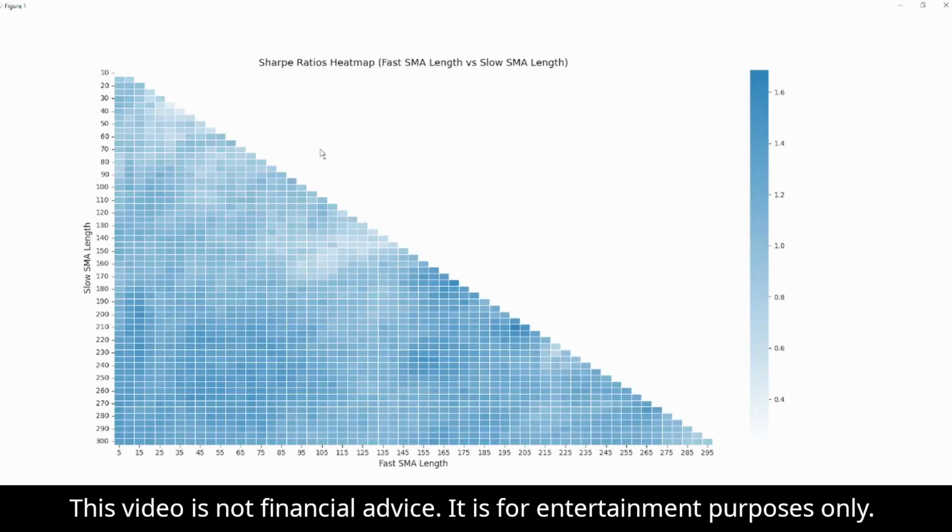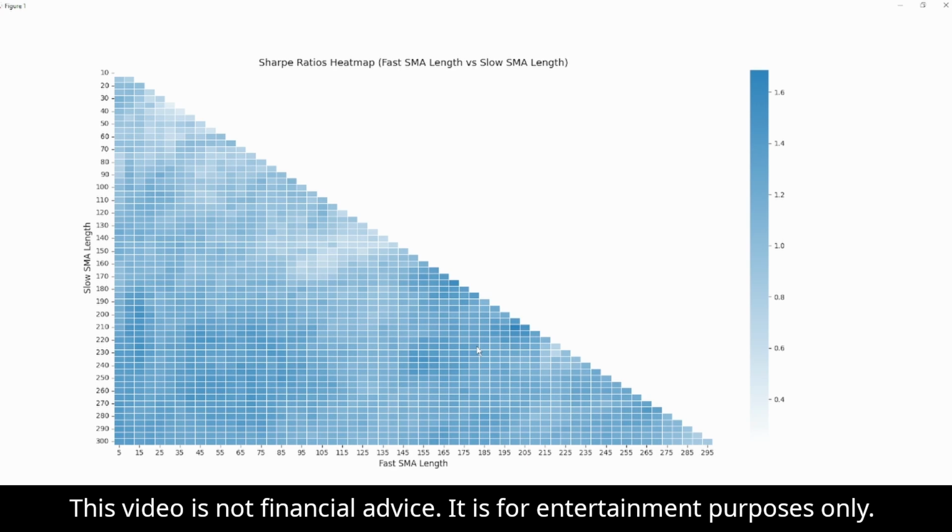So let's take a look at the 4-hourly results. The heat map shows the Sharpe ratios for still the same strategy, which, like I was showing you on the chart, is applied this time on the 4-hourly. So again, you can see that some areas are more blue than other ones.